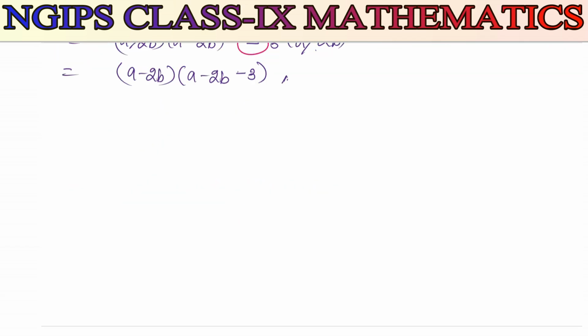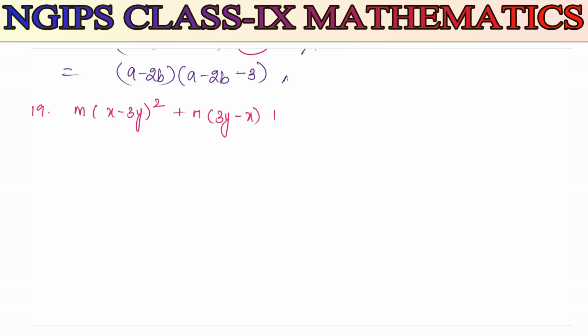Okay, the 19th one we have here: m into (x minus 3y) whole square plus n into (3y minus x) plus 5x minus 15y. Now we need to group the terms. Listen carefully, we have to check the terms. Here x is positive and here x is negative, x is positive. So we are going to group this.